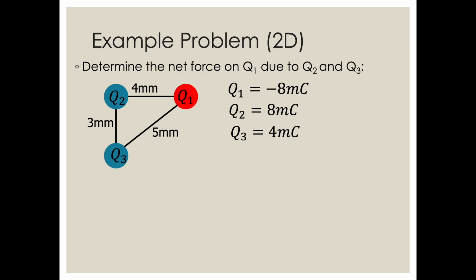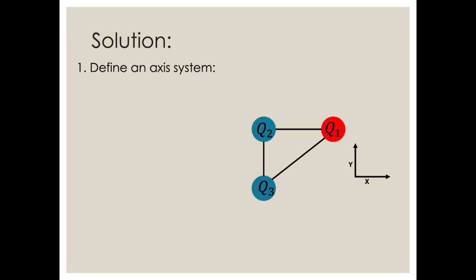In other words, we want a final vector, magnitude, and angle that shows the combined effect of the force between Q2 and Q1 and Q3 and Q1. Now I'll walk you through step by step on how to solve a problem like this. Step 1 is to define an axis system. In this case, I'll use the same axis system that we used before, and in many cases you'll do the same thing.